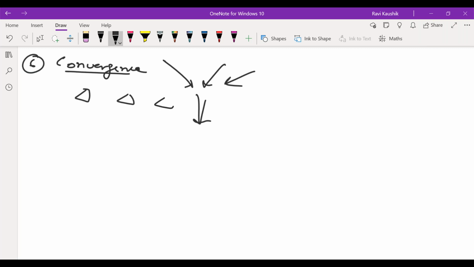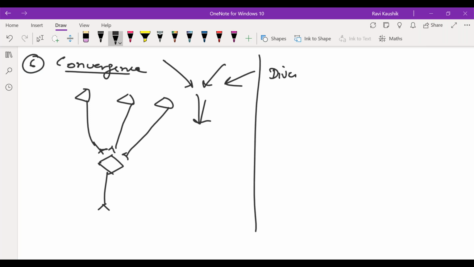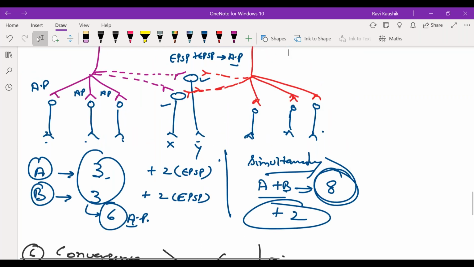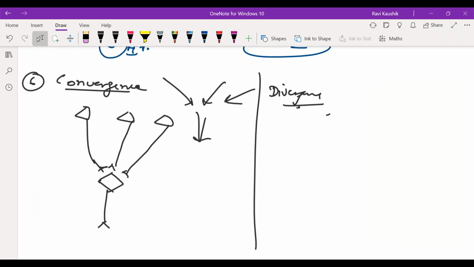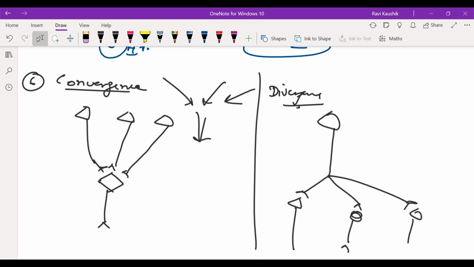So let us say this is one neuron, this is one neuron, this is one neuron, and they are ultimately giving discharge or synapsing onto, let us say, this one neuron. This would be known as convergence. Got it? Likewise, what is divergence now? In the previous examples, I told you about divergence, right? See, herein this A was actually diverging, 1, 2, 3, right? B was also diverging. So this is a simple example of divergence. One neuron, its axon, giving branches to many. This is divergence. A very simple example, right?